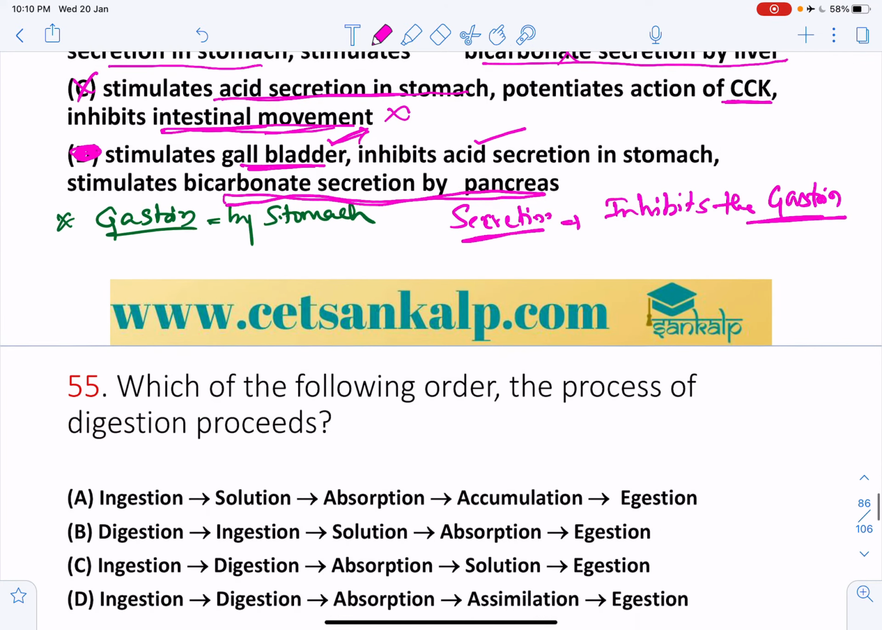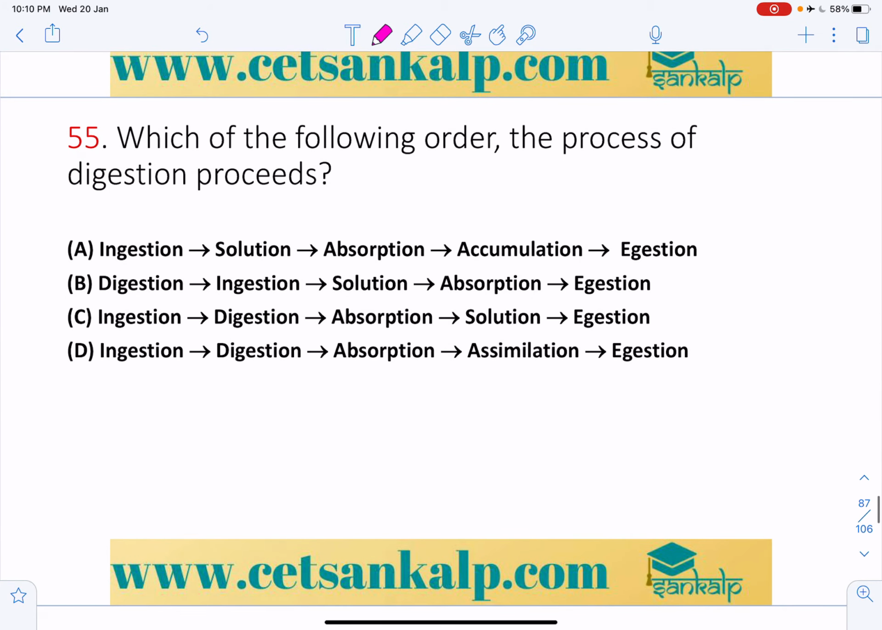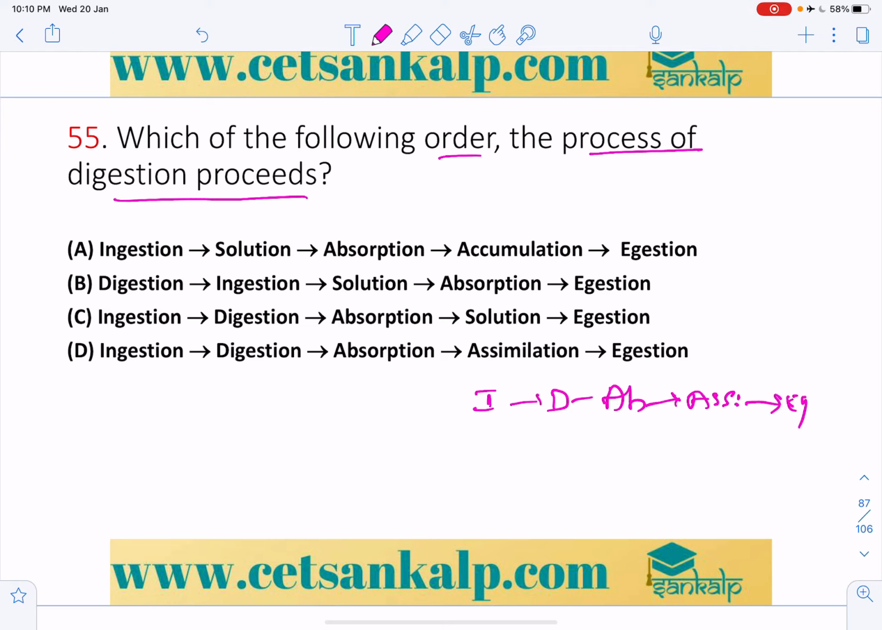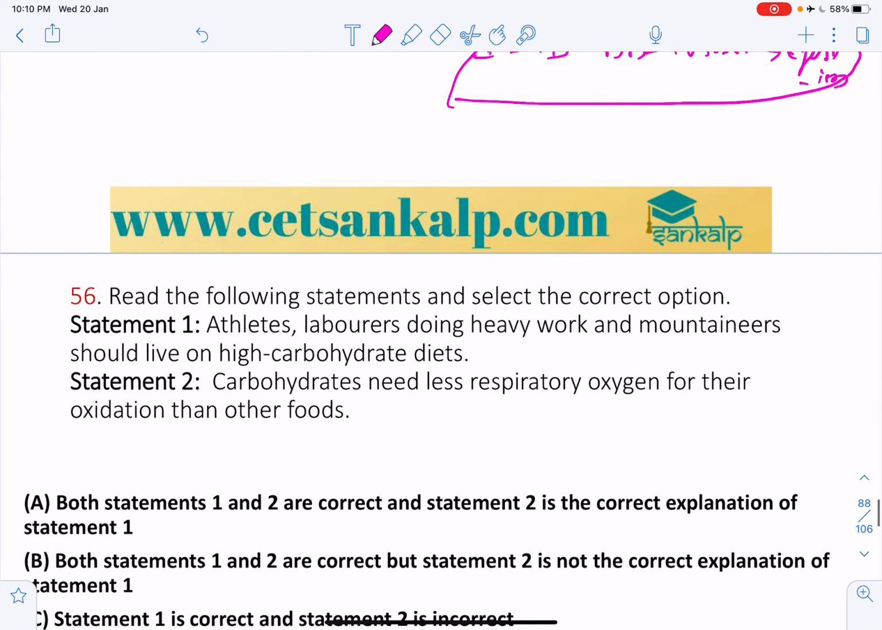Next, which of the following is the order in which the process of digestion proceeds? We know that first ingestion, digestion, absorption, assimilation. So these are the things which take place in holozoic nutrition, step by step process.